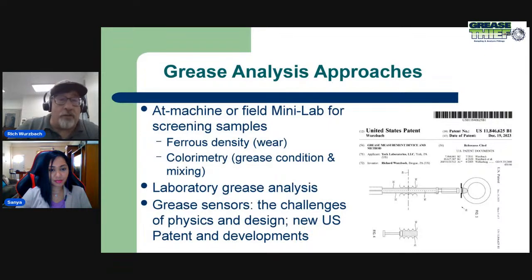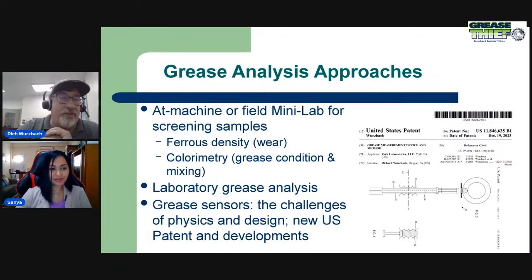But I also want to talk a little bit today about grease sensors. And I've shared here a new patent. It was just this last December, about using grease sensors. And the challenge here has always been the physics, right? Because we might have oil sensors that work very effectively because we put them in the flow of the oil. The oil kind of flushes it away and kind of starts that process over again.